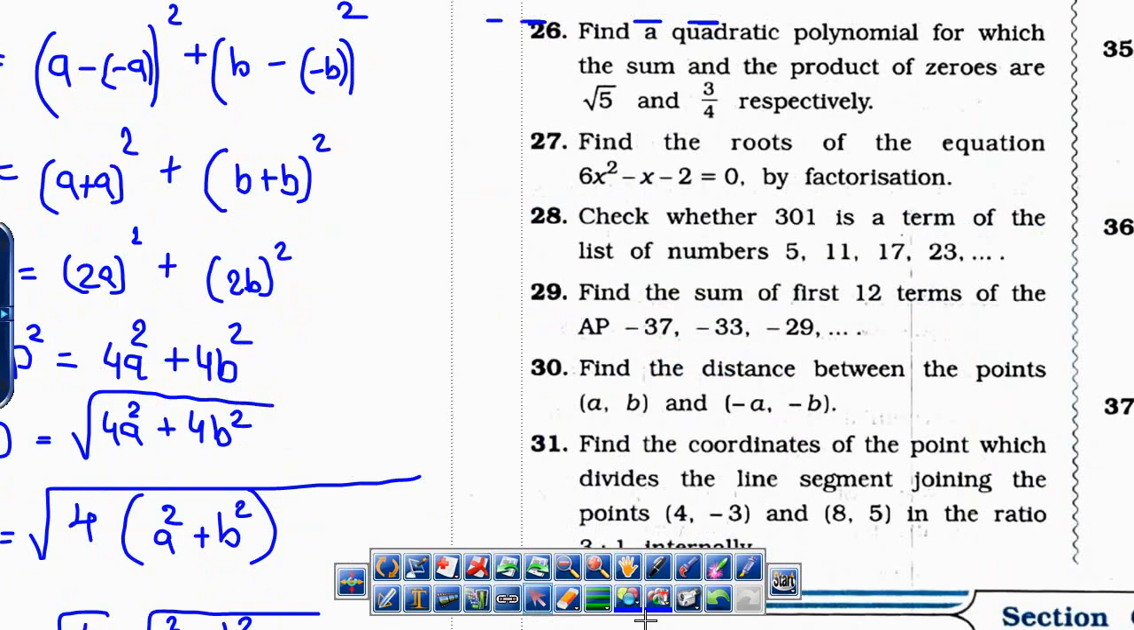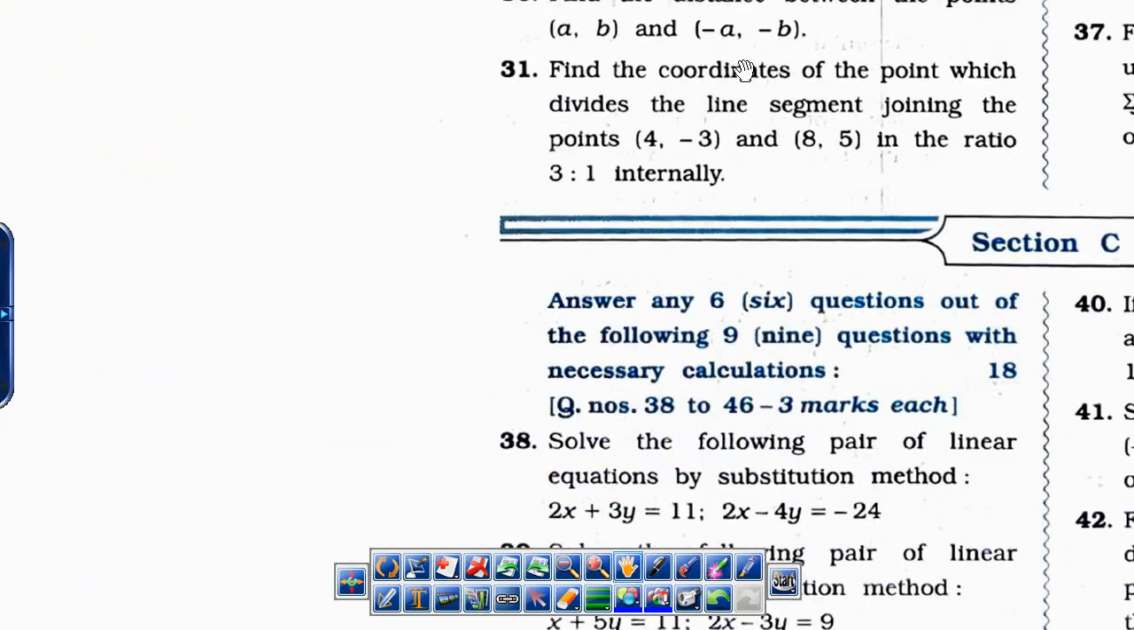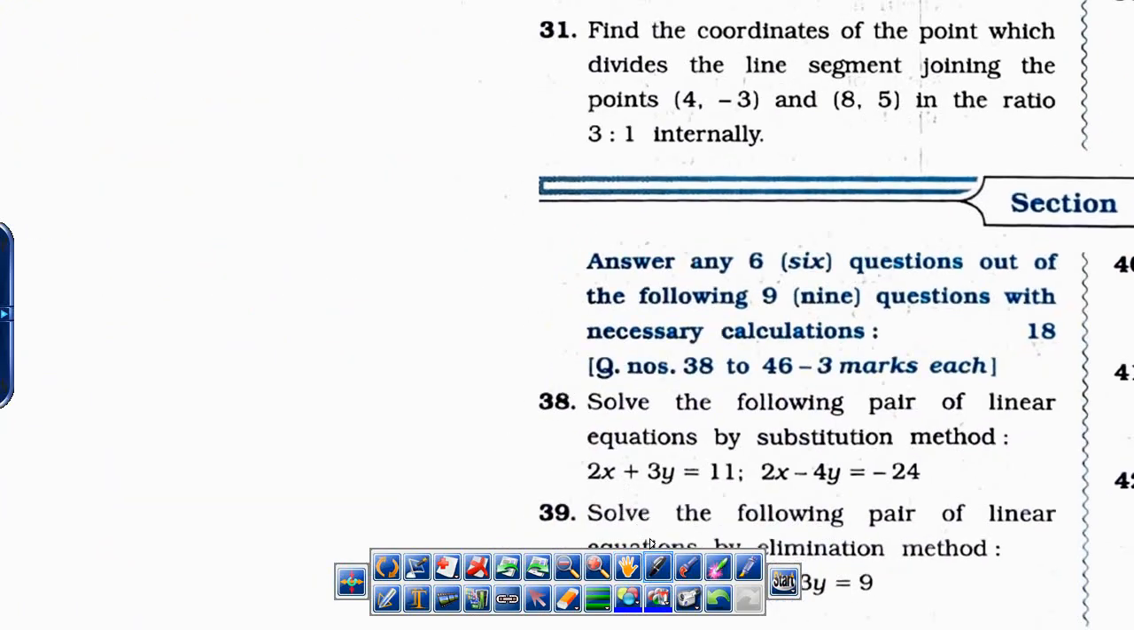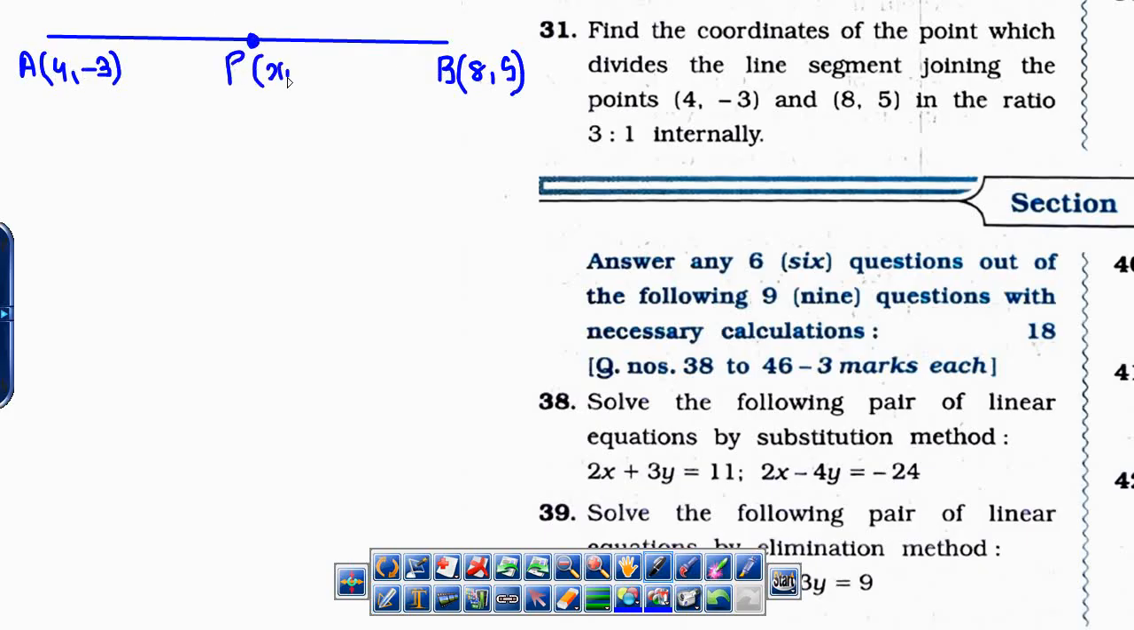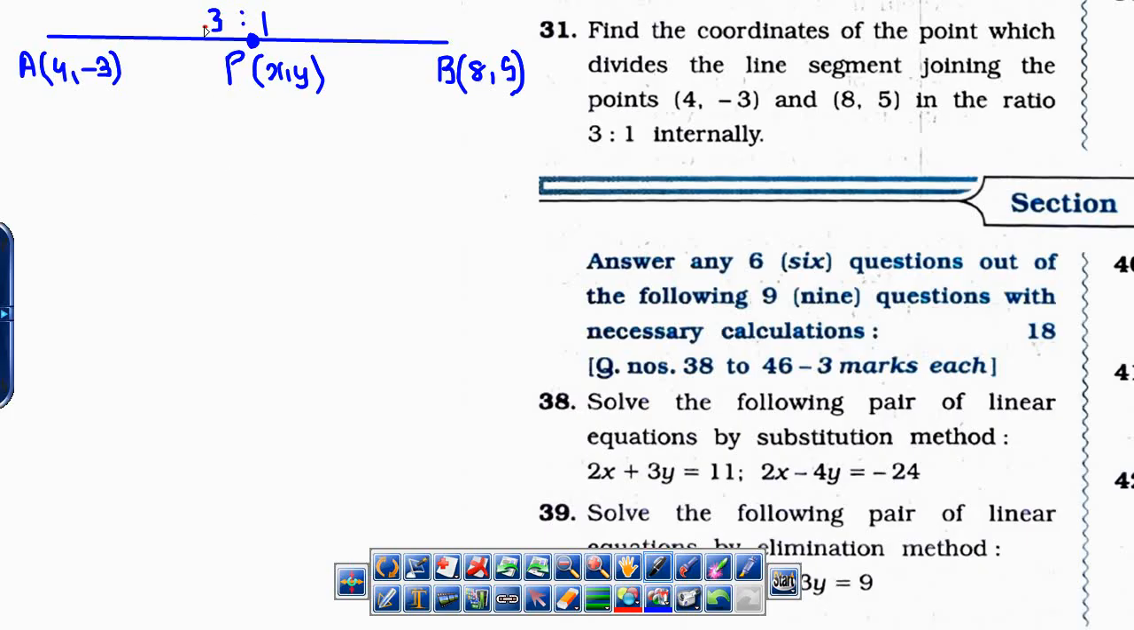31st sum. Find the coordinates of a point which divides the line segment joining points so and so in the ratio 3:1. Very easy, classic section formula sum. The first point is 4, minus 3. The second point is 8, 5. The dividing point which we have to find out is P x y, and the ratio given is 3:1. पूरे साल इसी की प्रैक्टिस किए, वही सम आ गया, बधाई हो.